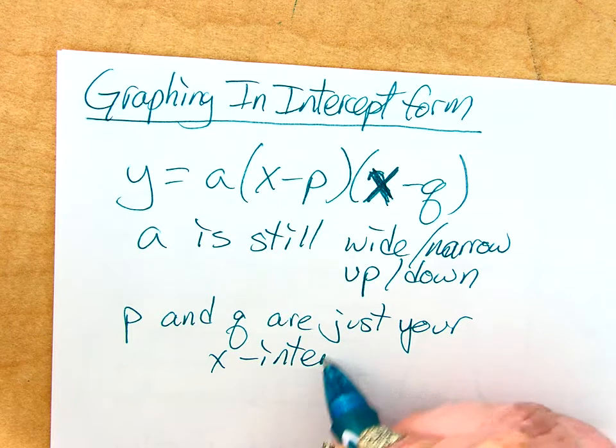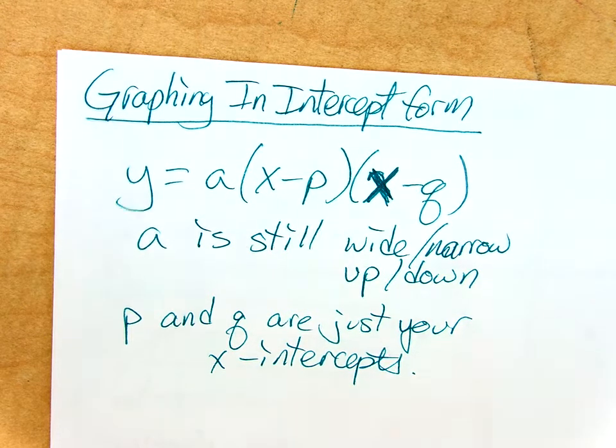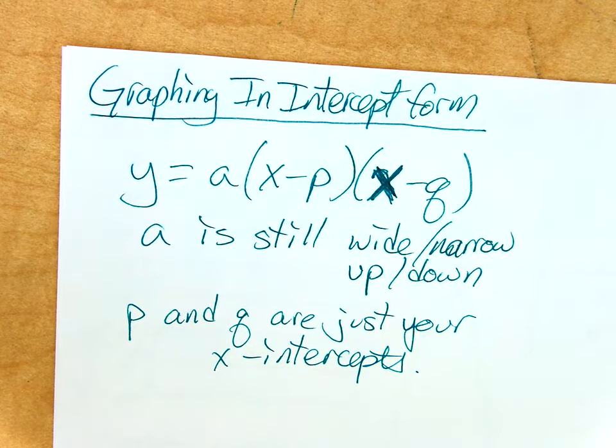So this time, in vertex form, you got the vertex for free. You didn't have to do any math. This time, you get the x-intercepts for free. You can just look at it and you know what they are. You don't necessarily know what the vertex is, but that's okay.